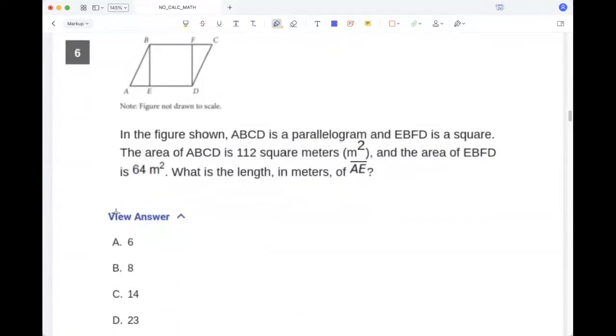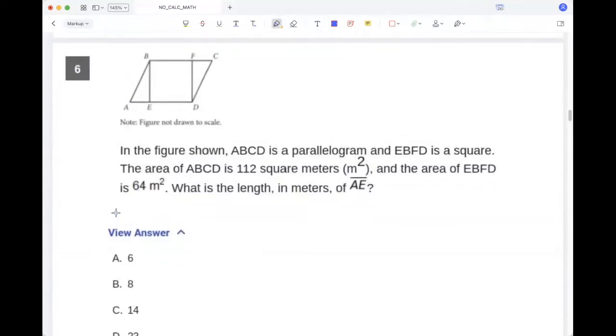In the figure shown, ABCD is a parallelogram and EBFT is a square. The area of ABCD is 112 square meters and the area of EBFT is 64 square meters. What is the length of AE? Okay. So the area of a parallelogram is base times height, right? So we can say that that is AD times BE, and that is given to us as 112. And the area of the square is just side squared, which is ED squared, which is given to us as 64.